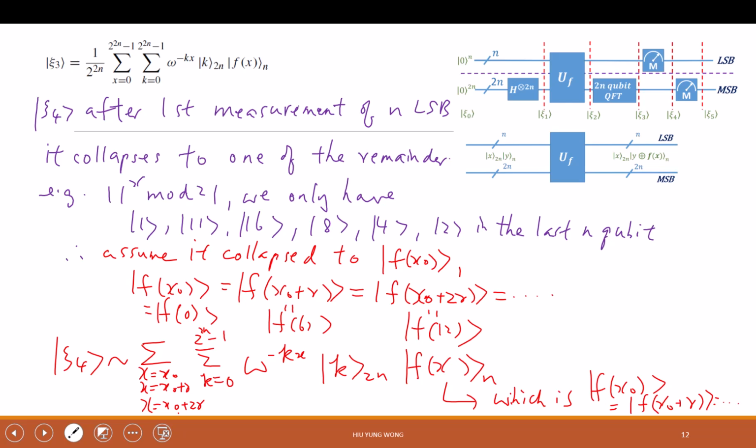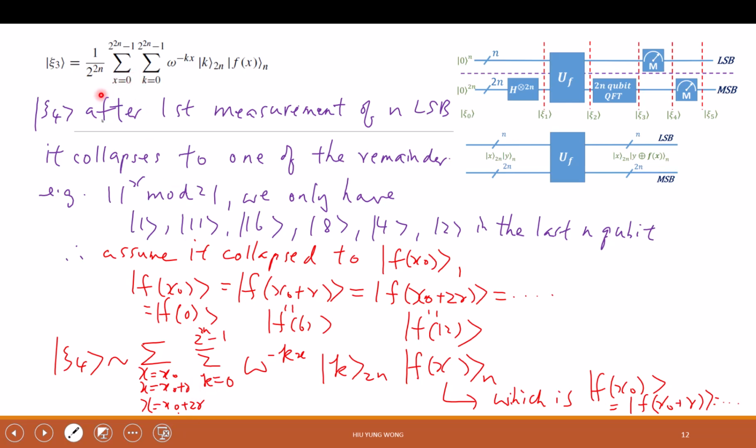Any questions? Yeah. Why in the last equation is the second x0 plus r? Yeah, why... or can the other x.